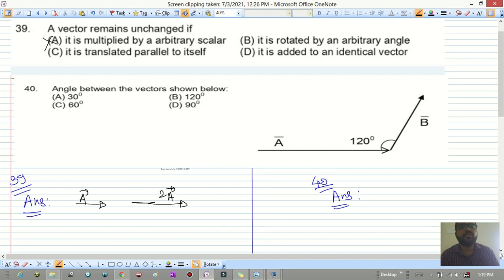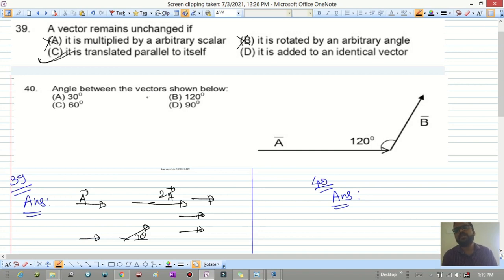Then B, it is rotated by an arbitrary angle. If you rotate the vector, the direction of the vector will change. So this is not an option. Then, it is translated parallel to itself. Yes, sir. If we translate it parallel to itself, nothing will happen to it. So this is the correct answer.